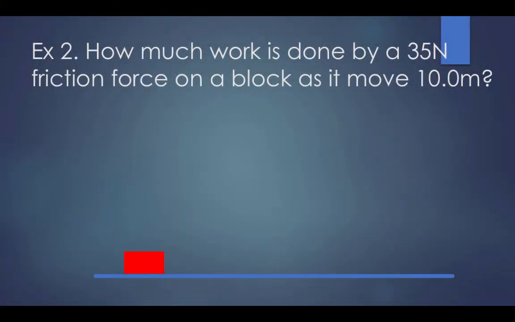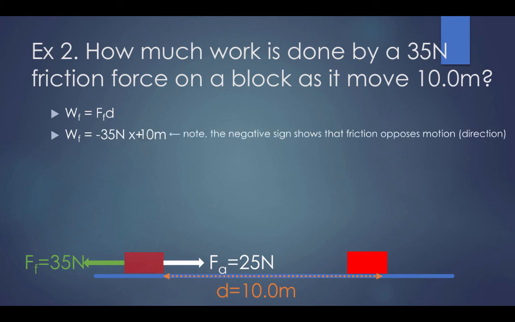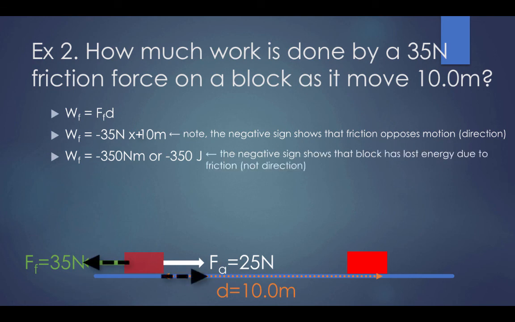Example number 2. How much work is done by a 35 Newton friction force on the block as it moves 10 meters? Our drawing shows a 25 Newton applied force and a 35 Newton friction force. Our box moves to the right 10 meters. Work due to friction force is force friction times displacement, negative 35 times 10. The negative on the friction force, which is a vector, means it opposes motion. Work due to friction is negative 350 joules, because friction force was opposite to the direction of motion. What this means is that the block lost energy due to friction. It is not direction, although direction is used to determine the sign.